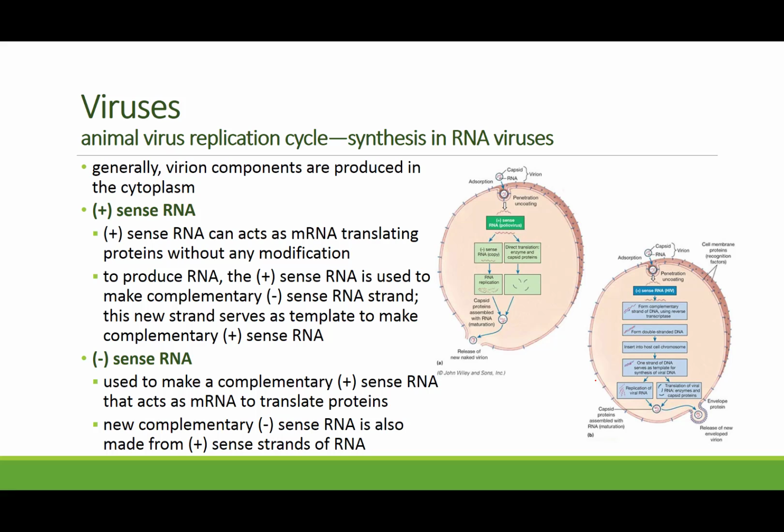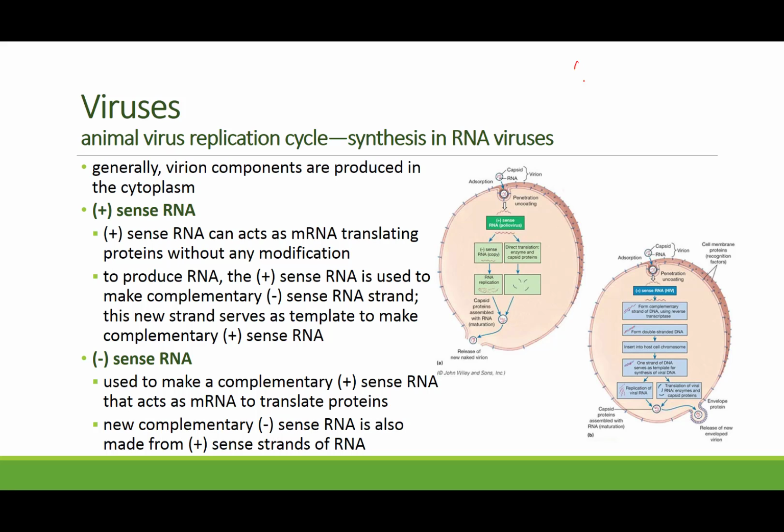But if it's an RNA virus, then we have to know what kind of RNA is in there. Plus sense RNA is RNA that acts as if it were messenger RNA. So it pretends that it's messenger RNA. So if a plus sense virus particle enters a cell, then that RNA can be used immediately to start building proteins that will be like the capsid or do whatever function inside of the host cell that it needs to do. But we can't make new plus sense RNA from other plus sense RNA directly.